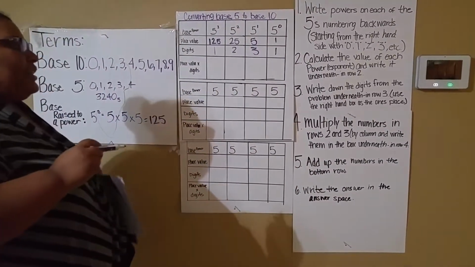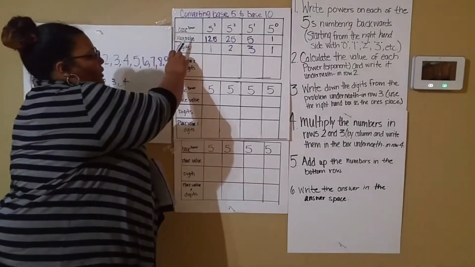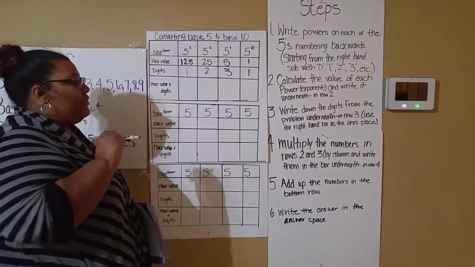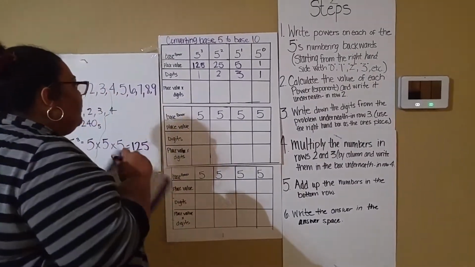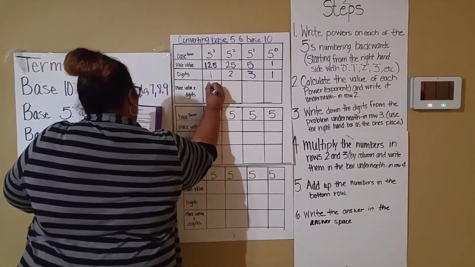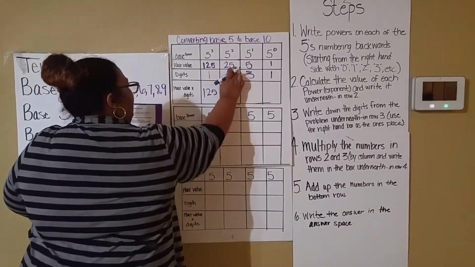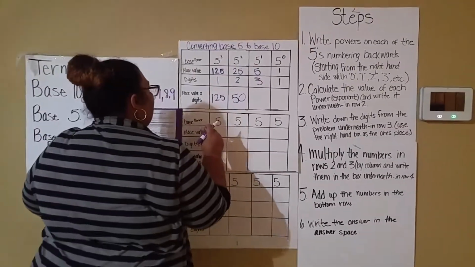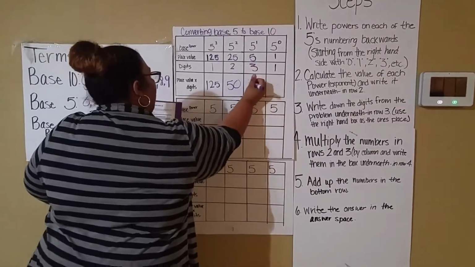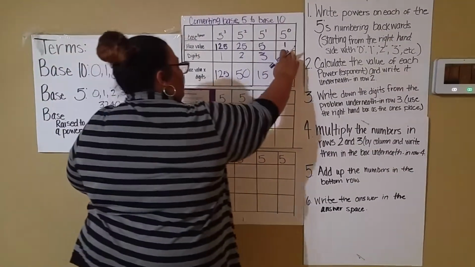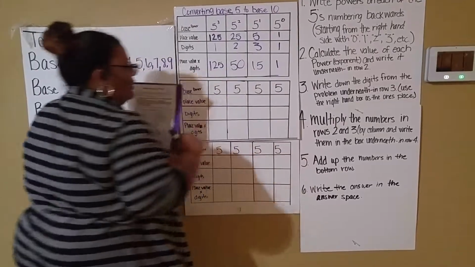Step 4 is to multiply the numbers in rows 2 and 3 by column and write them in the box underneath in row 4. So 125 times 1 is 125. 25 times 2 is 50. 5 times 3 is 15. And 1 times 1 is 1.